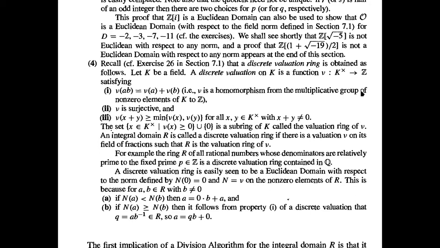Okay, so for example, if you have the ring R of all rational numbers whose denominators are relatively prime to some fixed prime P, then it's going to be a discrete valuation ring contained in Q. Yeah. So it's kind of, I'm having a hard time grasping the intuition behind this.